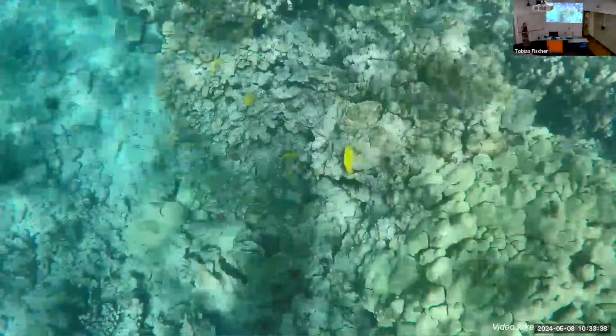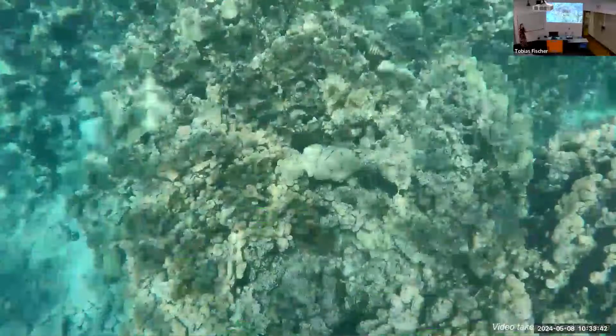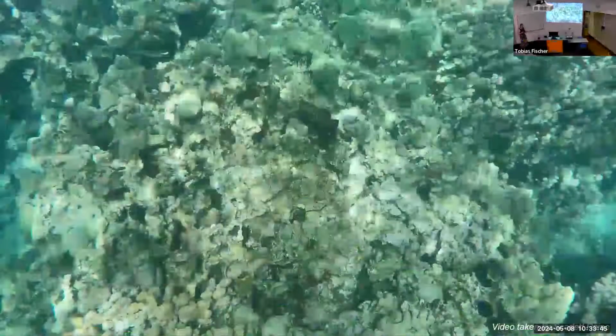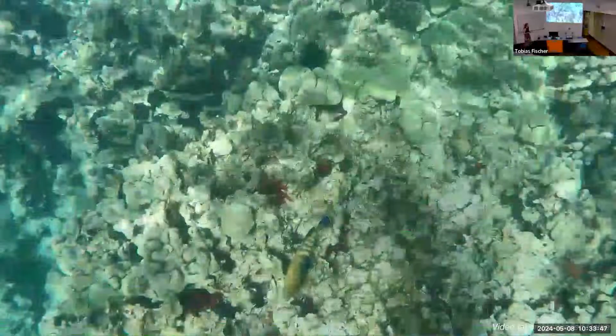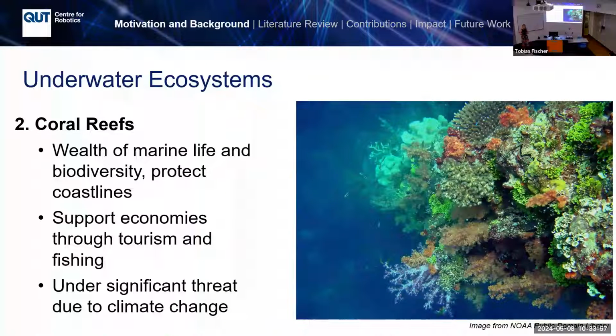The second underwater ecosystem we consider are coral reefs. Coral reefs support a really rich abundance of marine life and are some of our most complex and biodiverse ecosystems. Coral reefs are also important for their ability to protect coastlines, and they support economies worldwide through tourism and fishing. However, coral reefs are under significant threat due to both natural and anthropogenic impacts, such as increased ocean temperatures due to climate change, increased frequency of damaging tropical cyclones, and predation by the crown of thorns starfish.